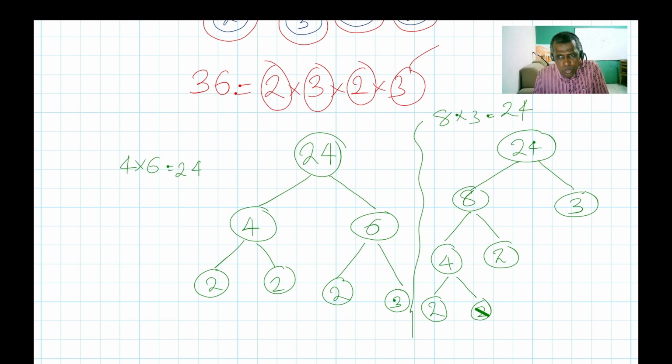2 times 2. So what are the end numbers of this tree? I will take another color and mark. This is the first end number. This is the second end number. This is the third end number. This is the fourth end number. These are the end branches, the ends of this tree. What are they? 2 and 2 and 2 and 3.